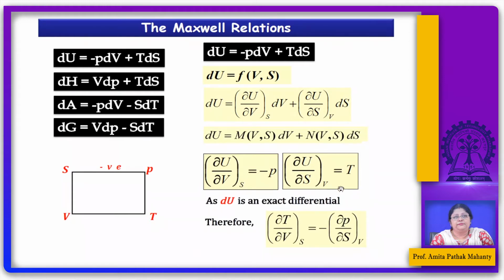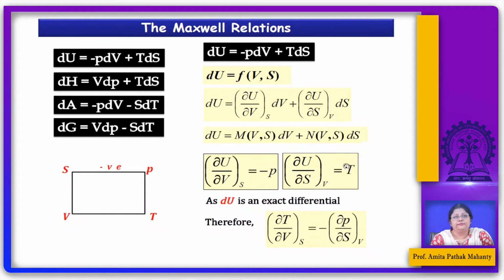What will happen? The double differentials should be equal, right? So what is this? I have minus P, which was obtained after the first differential with respect to V, keeping entropy constant. Now I have to differentiate this with respect to entropy keeping volume constant, right? So I differentiate with respect to S keeping volume constant. That's my double differential.